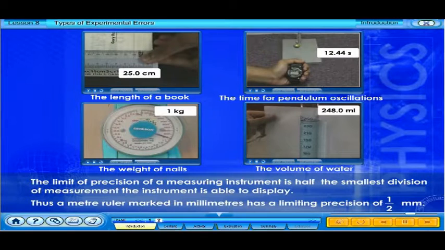The limit of precision of a measuring instrument is half the smallest division of measurement the instrument is able to display. Thus, a meter ruler marked in millimeters has a limiting precision of half millimeter.